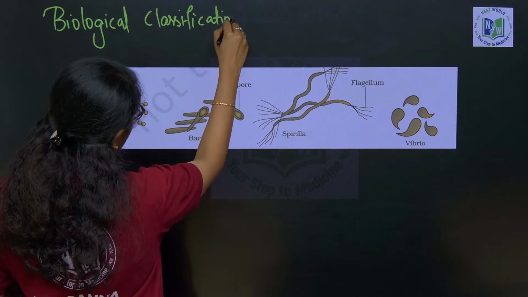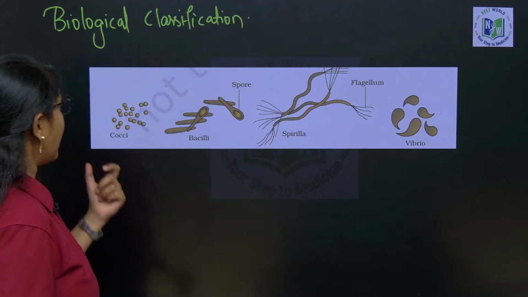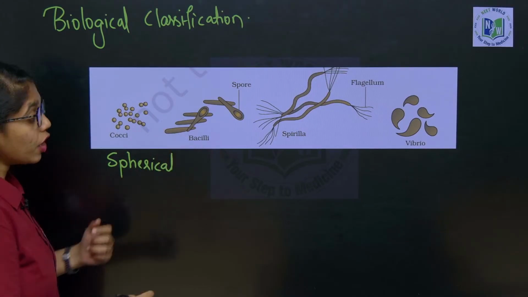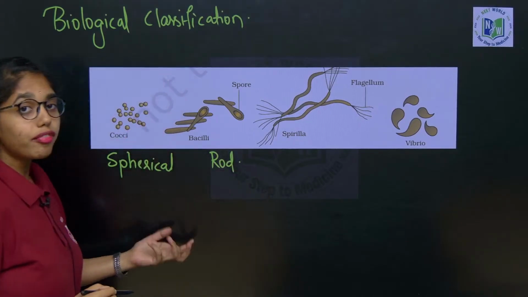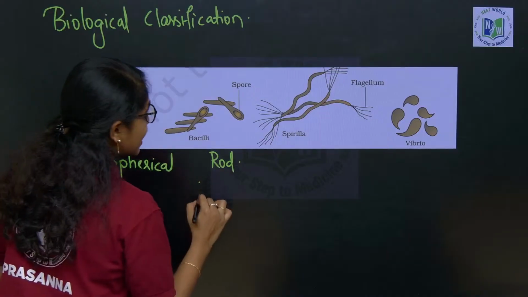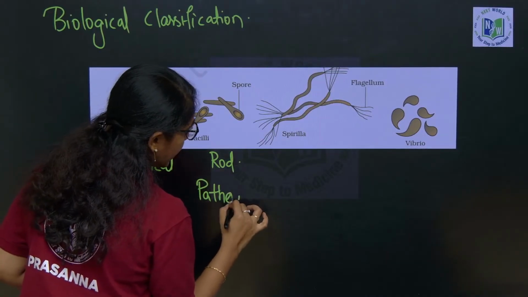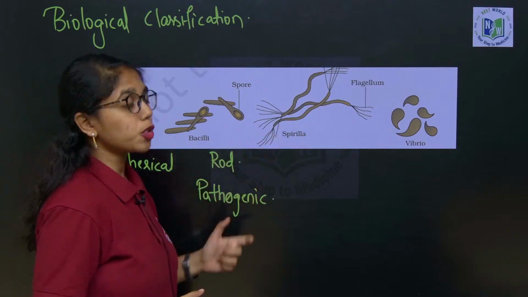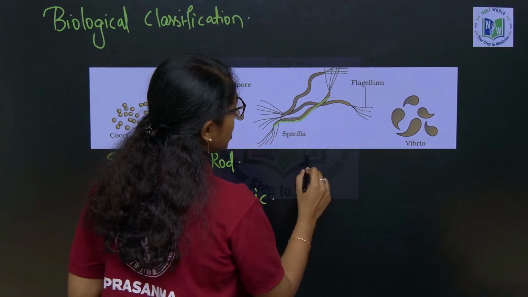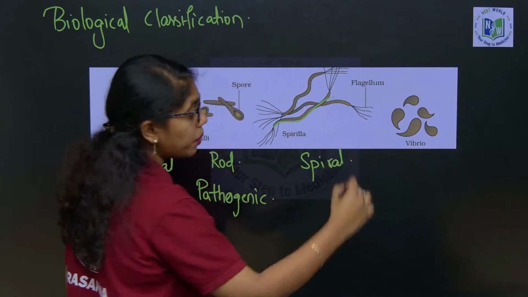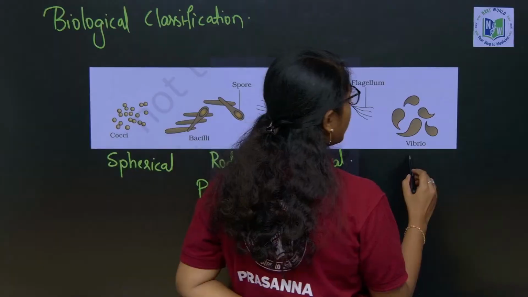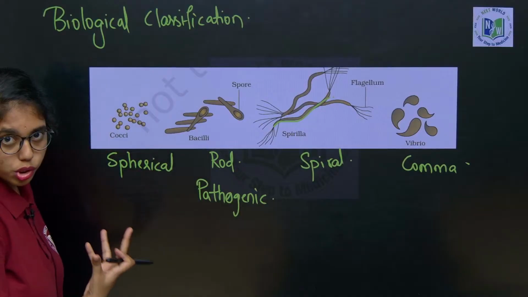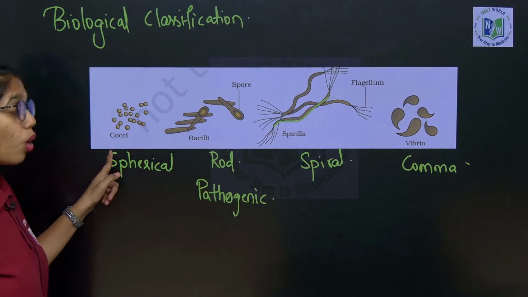So in this, if you look into different shapes of the bacteria like cocci, which is spherical, bacilli, which is rod shaped. Most of the pathogenic bacteria are of bacilli type. Rod shaped, those are bacillus type. Next, spirilla are spiral shaped. And vibrio, these are comma shaped.